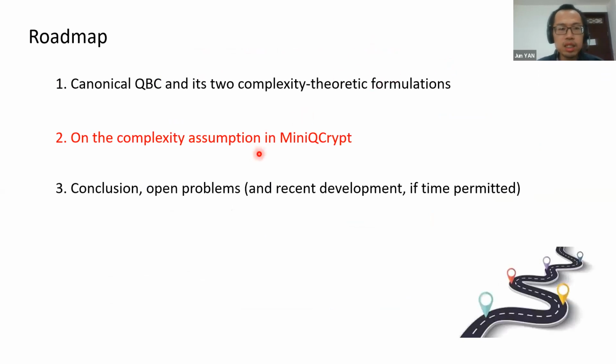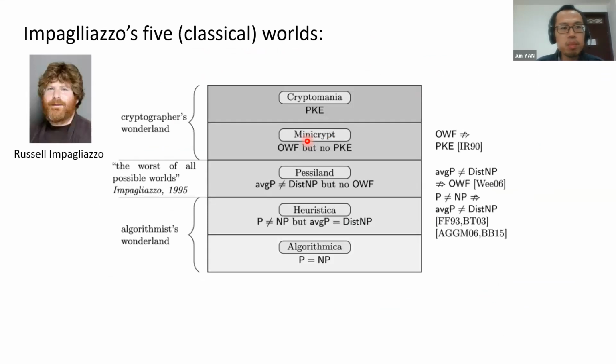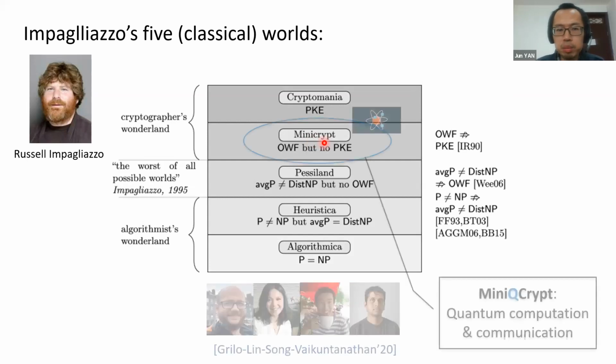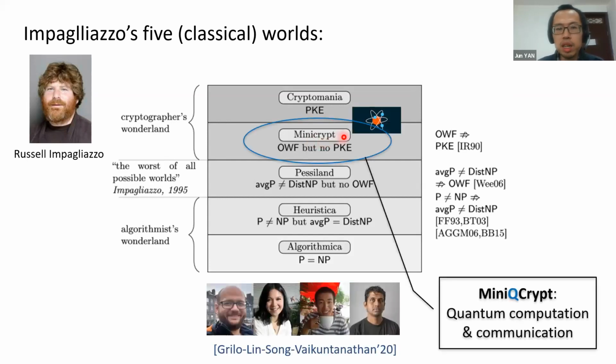Okay, next, let me talk about the complexity assumption in Mini-Q-Crypt and its relation with our work. Impagliazzo identified 5 possible classical worlds and claimed that we live in one of them, but unfortunately, we do not know which one. In this work, we focus on the Mini-Crypt world, and we study its quantum counterpart, that is Mini-Q-Crypt, allowing both quantum computation and communication.